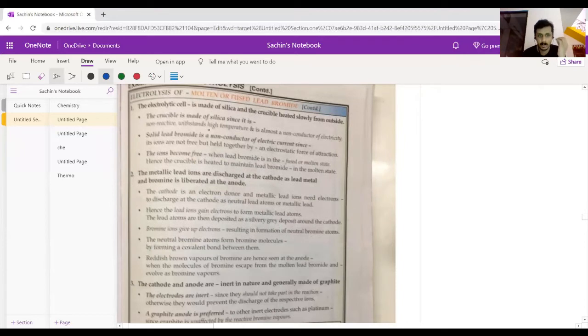The crucible is made up of silica because, as we see, it has to withstand high temperature, and lead bromide is taken as electrolyte, and the electrode material is inert electrode here, graphite ones.